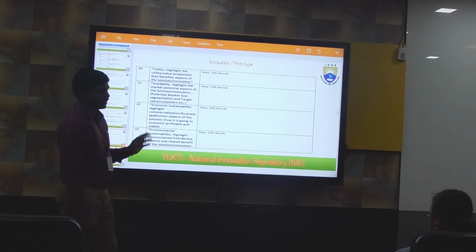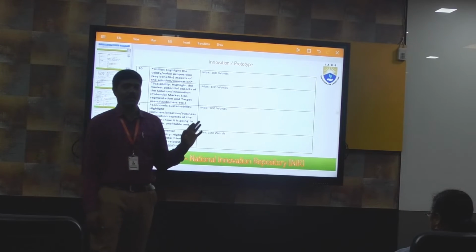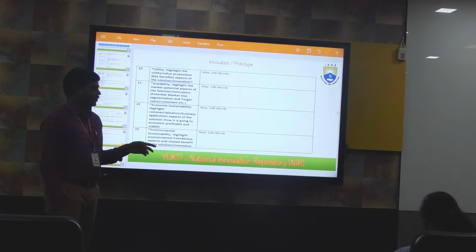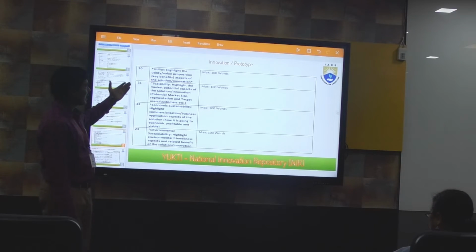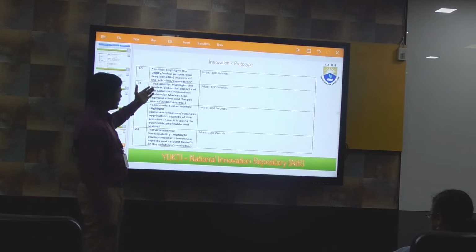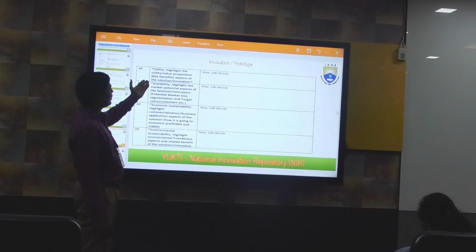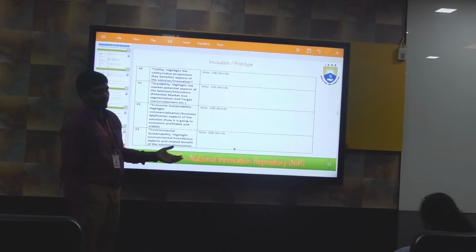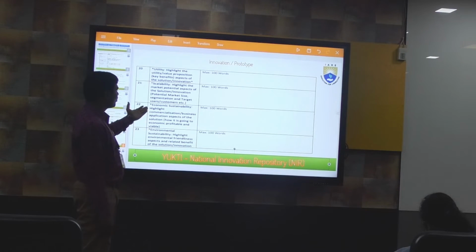In addition to this particular idea POC, if it is a prototype of level TRL 4 to 9, then in addition to the earlier form, they have to come up with these points also: highlight the utility or value proposition aspects of the solution, and highlight the market potential aspects of the solution or innovation, or what the market size is, and who the customers are for that particular product. They have to mention that.